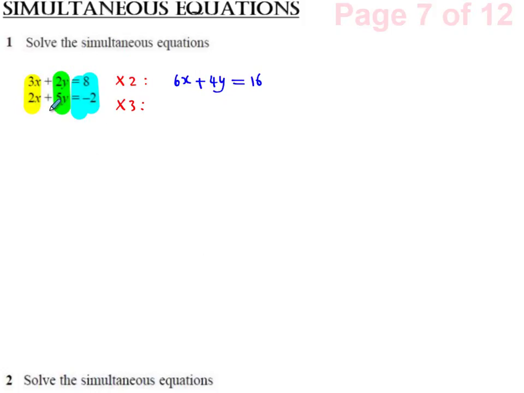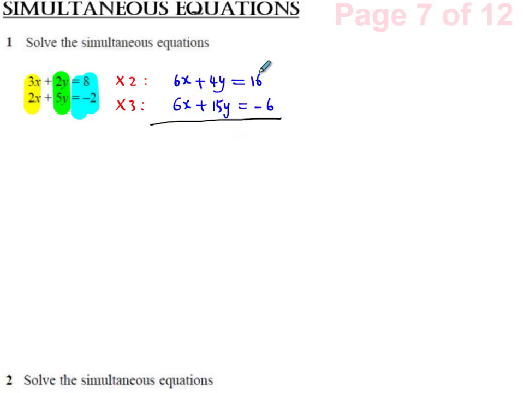Next, 2x times 3, it'll be 6x. And then plus 5y times 3 gives me plus 15y. And that is equal to 3 times minus 2, which gives me minus 6. Okay. And we notice now that's 6x and 6x, they are the same. So I can eliminate. But one of these has got to be negative.